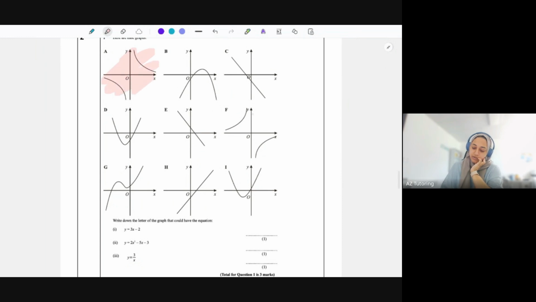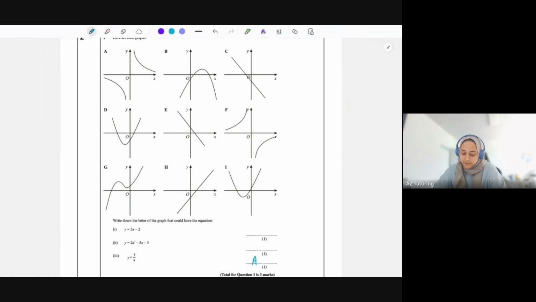We've got this one and we've got this one. Now, because there's a positive sign in front of it, there's no negative sign, it's just going to be like this one here. If it was minus 3 over x, it would flip over to the other side. So the last one is A.